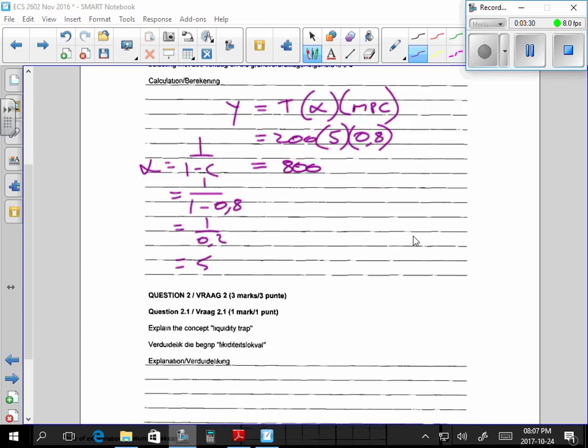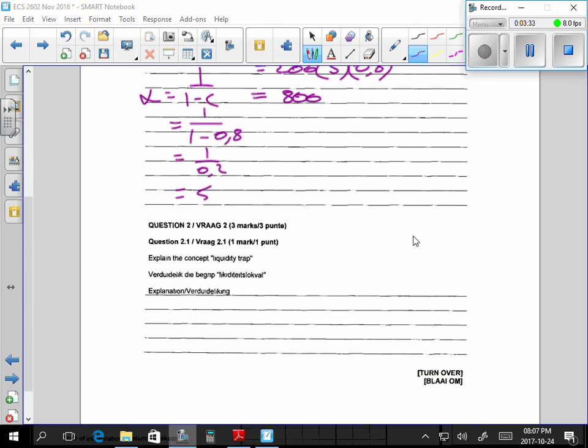All right, question 2.1. Explain the concept of a liquidity trap. Okay, so essentially the liquidity trap is when the interest rate is so low in the economy that the SARB, in our case, cannot increase the money supply to decrease the interest rate.